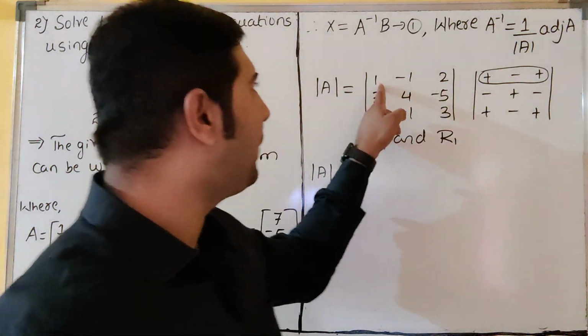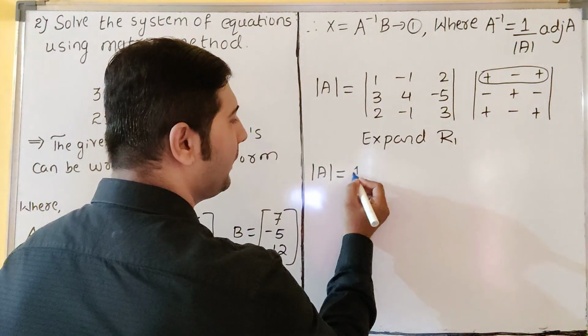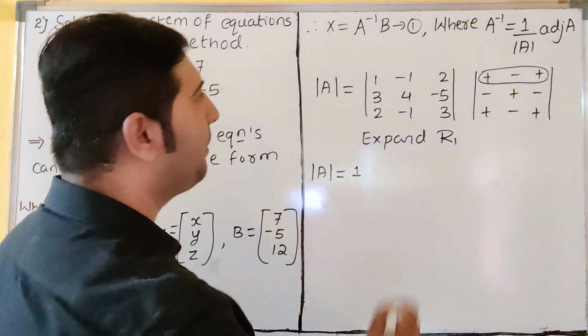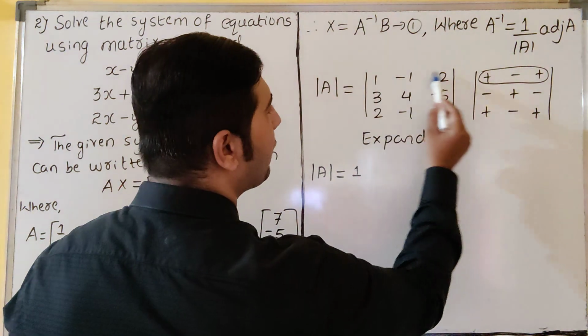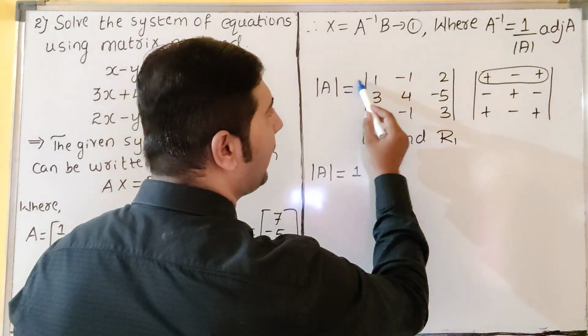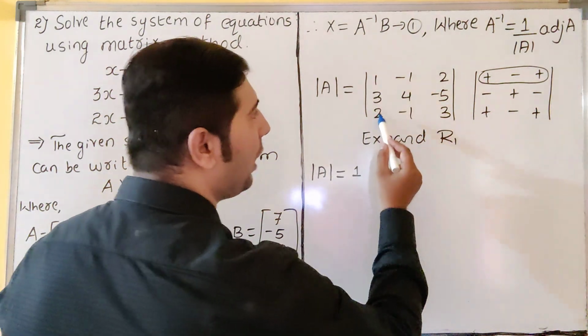So plus into plus, plus 1. Plus 1, where is it? Can you see this? Plus 1 is in the first row, first column.